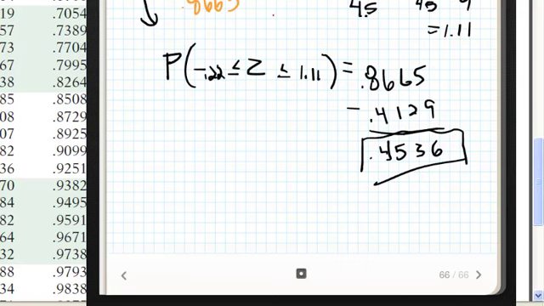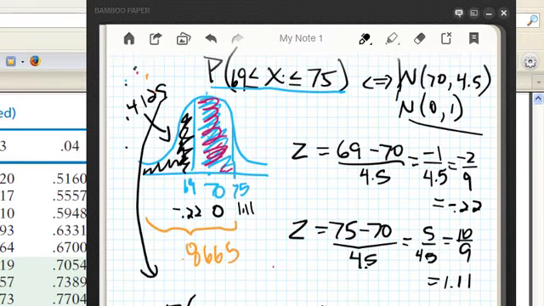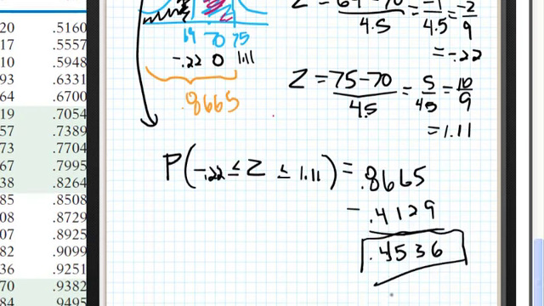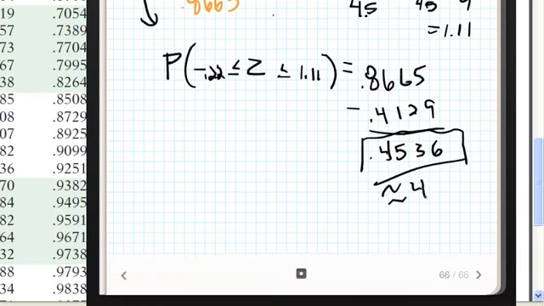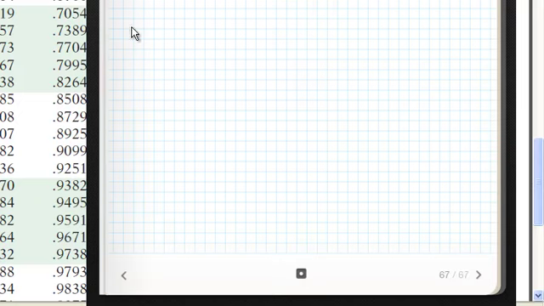Look at that. Granted, I made this normally distributed variable up, but if that's true, the probability that one randomly selected individual is between 5'9" and 6'3" is 0.4536, or approximately 45% of the time. Yeah, so cool. So much fun. Okay? All right. One more thing, just for fun.